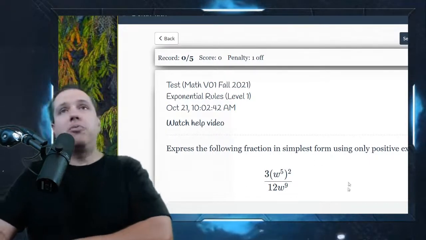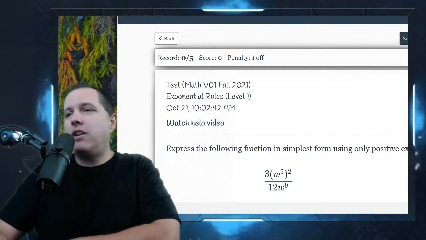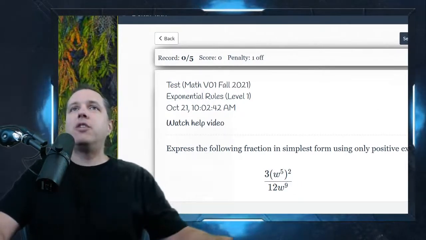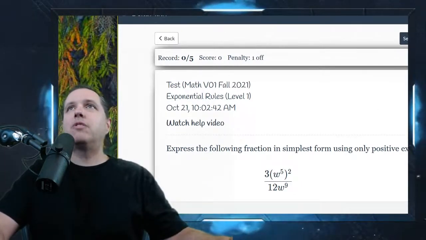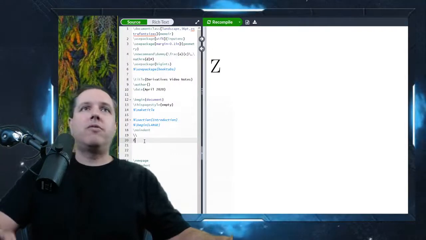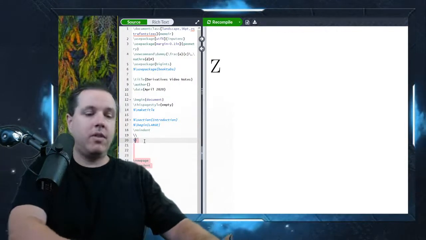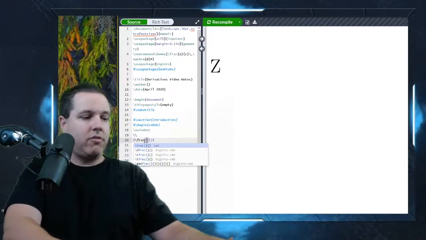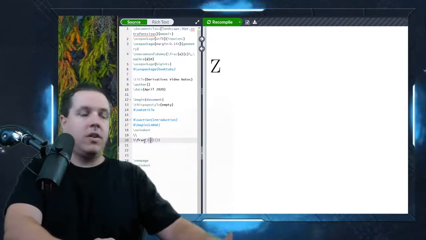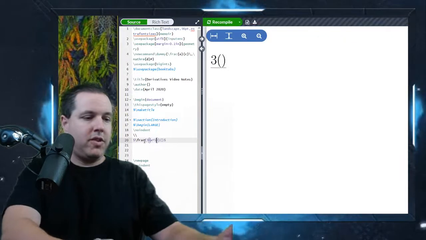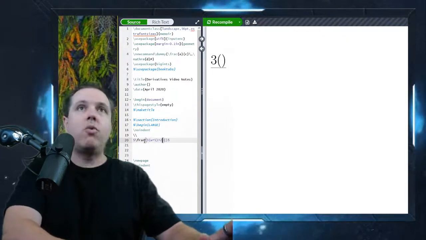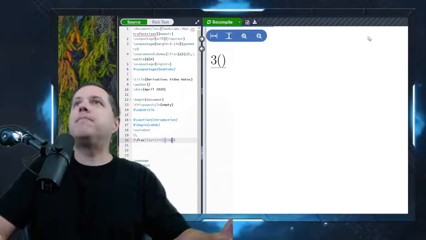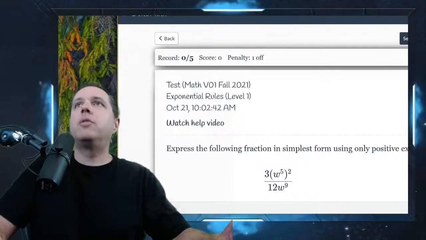Okay, but to this problem, we can see there's a few things going on here. It's a little more complicated than what we were dealing with before. So let's take a look at that. It's 3w to the 5th, squared, over 12w to the 9th. So I've got the fraction.